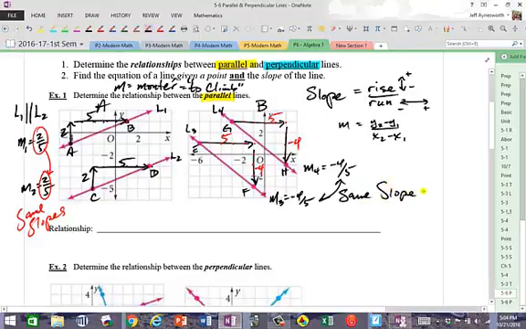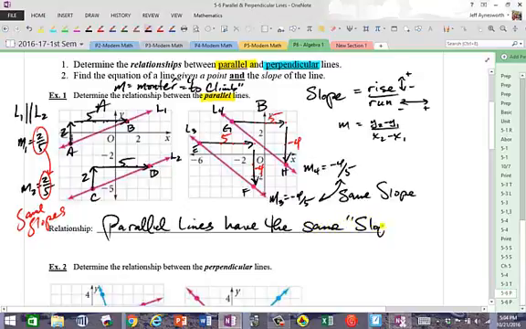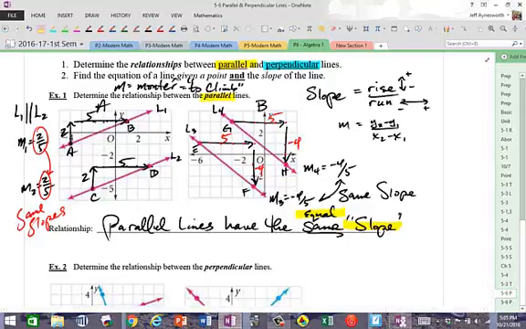Guess what, my friends? The relationship between two parallel lines is that they have the same slope. Okay, parallel lines have the same slope. Underline that word, equal. I'm talking equal slope. And that's to ensure that they go in the same direction. If they have different slopes, they would intersect and they wouldn't be parallel.